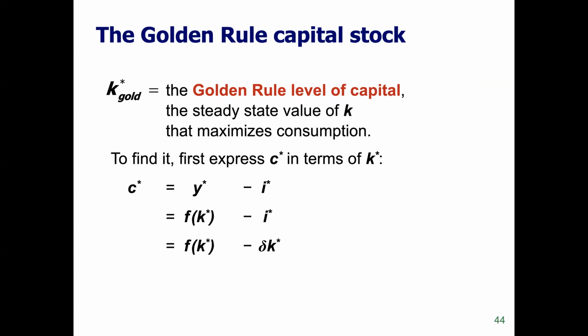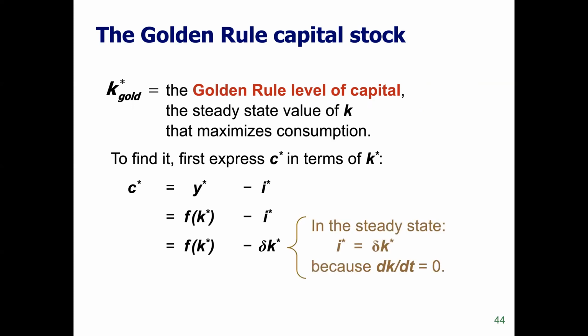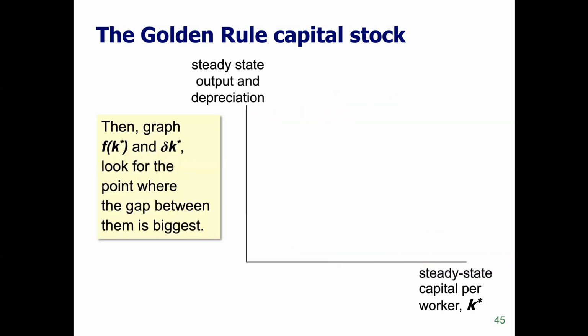Now we plug in that output per worker is f of k star, and investment in steady state just barely matches depreciation. So we subtract delta k star, right? Because steady state means dk/dt equals 0, so investment must equal depreciation, which is the depreciation rate times capital, and all of this is done on a per worker basis. Now let's draw a picture of this. So what we do is we graph f of k star, okay, and delta k star.